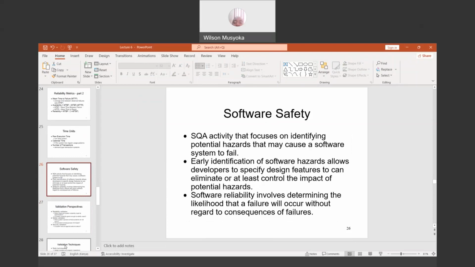And then there is also software safety. When we are looking at software safety, we are talking about an activity that focuses on identifying potential hazards that may cause a software to fail. And when we are looking at the hazards that may be available, we are looking at the developers specifying the design features that are going to eliminate or control the impact of potential hazards. And software reliability involves determining the likelihood of a failure occurring and the consequences of failure.